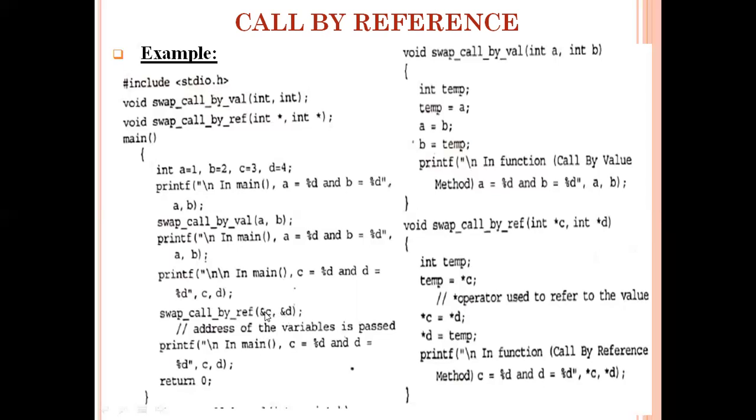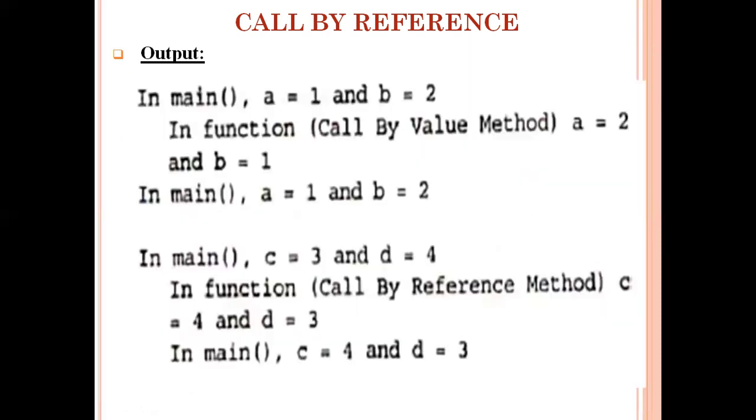After calling this function, we again display inside the main function c value and d value, and return 0, closing brace. In order to check whether the values have been changed in both the calling function as well as the called function, by following these two methods, we have given four printf statements here, before and after calling the function. Let us see the output of this particular program.